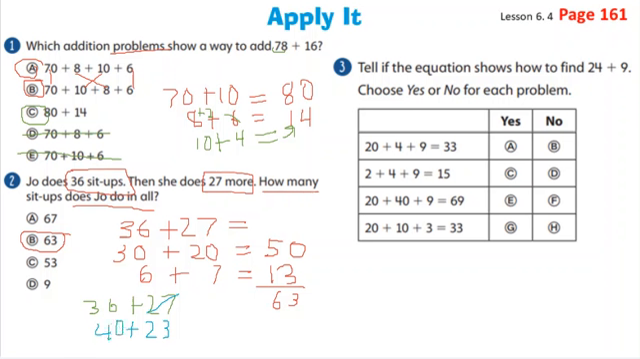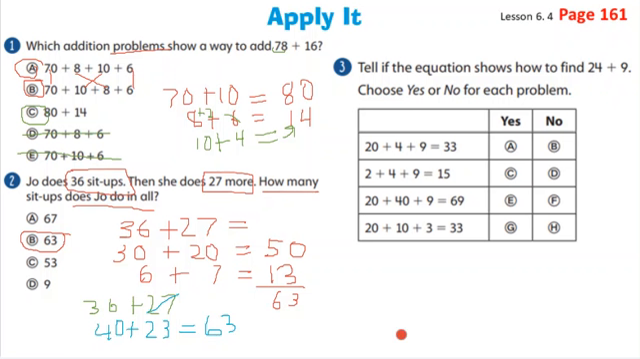So now I can have it to where it's 40, or 4 10s plus 2 10s. That's 4, 5, 6. So that's 60 plus 3 is equal to 63. All right. Let's look at number 3. Tell if the equation shows how to find 24 plus 9.